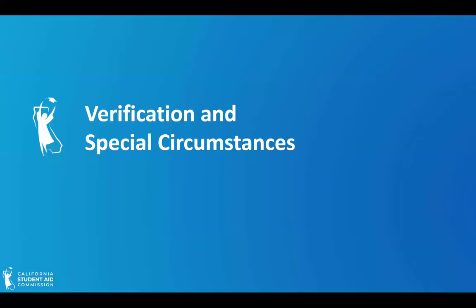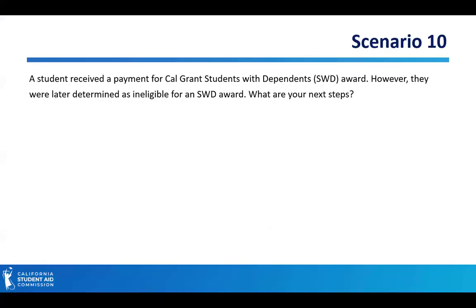All right. So let's talk quickly about verification and some special circumstances. A student receives a payment for Cal Grant Student with Dependents Award. However, as you do your verification, you see that they are ineligible for that Student with Dependent Award. What should be done?